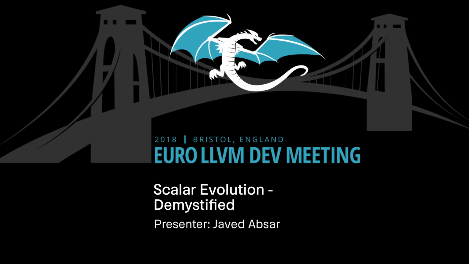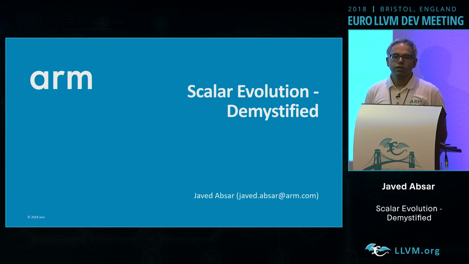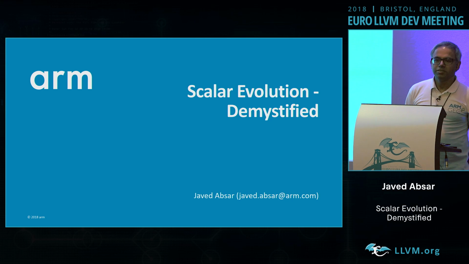We're going to talk about scalar evolution. Scalar evolution is analysis implemented in LLVM. Many optimization passes depend on it. However, it's also a bit shrouded in mystery. So in the next 45 minutes, we are going to read through it very carefully, like a mystery novel, and try to solve this mystery.